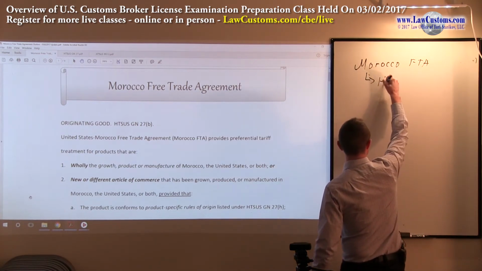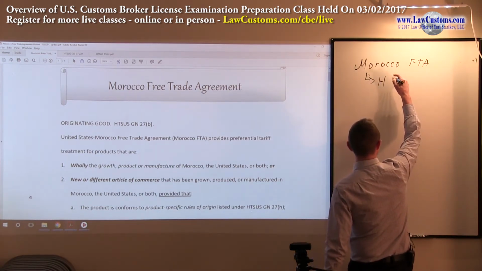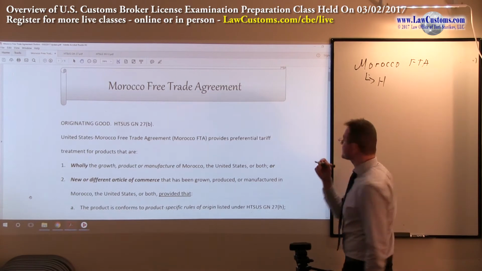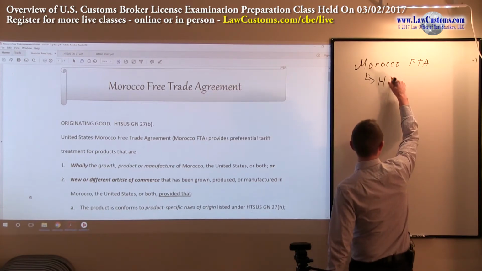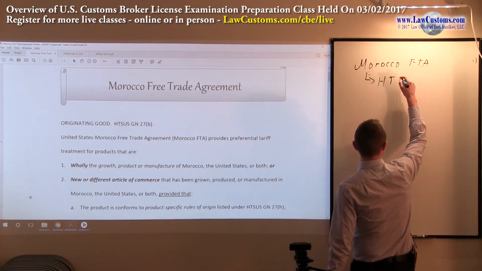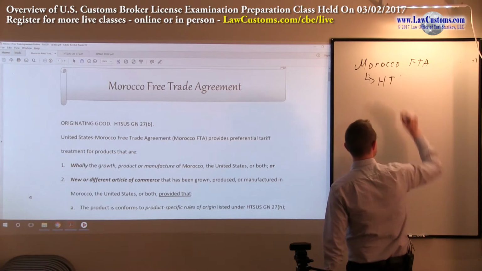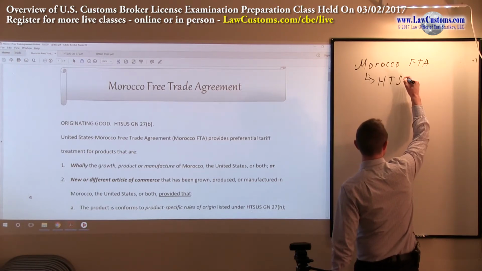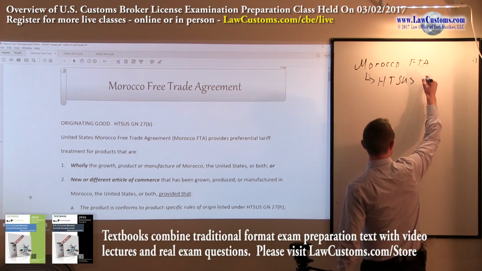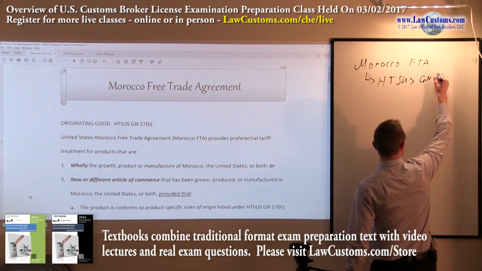Several key things to remember, which is the legal basis for the trade agreement, and they are found in HTS US, Harmonized Tariff Schedule of the United States, General Note 27.